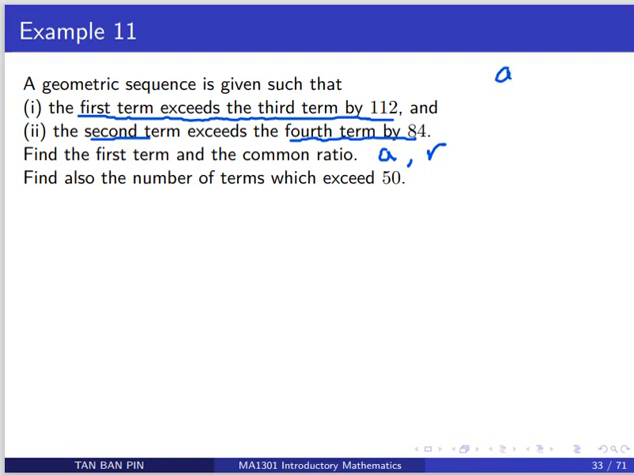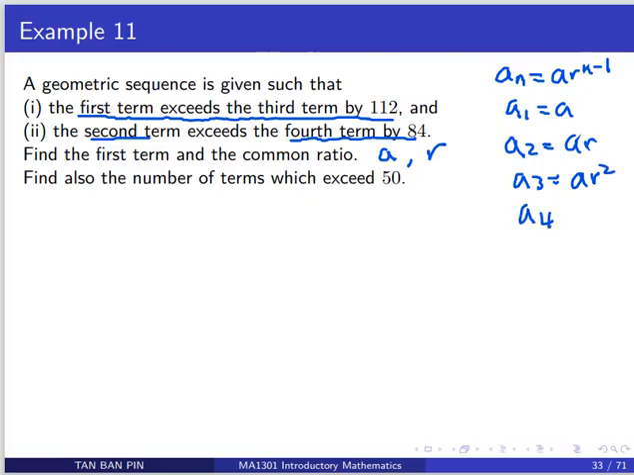Recall that An is AR^(n-1). So A1 is just A. For A2, you just substitute n as 2, and you'll find A2 is AR. Then A3 is AR squared. A4 is AR cubed. So from the first piece of information, the first term exceeds, which means bigger than, the third term. So if you subtract the third term, which is AR squared, it should give you 112.